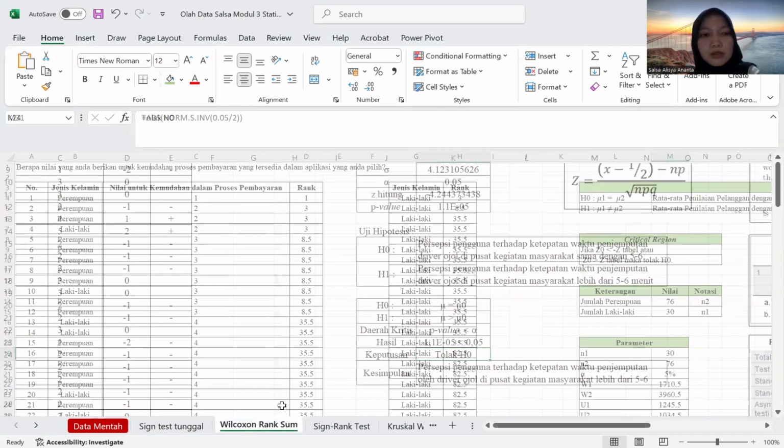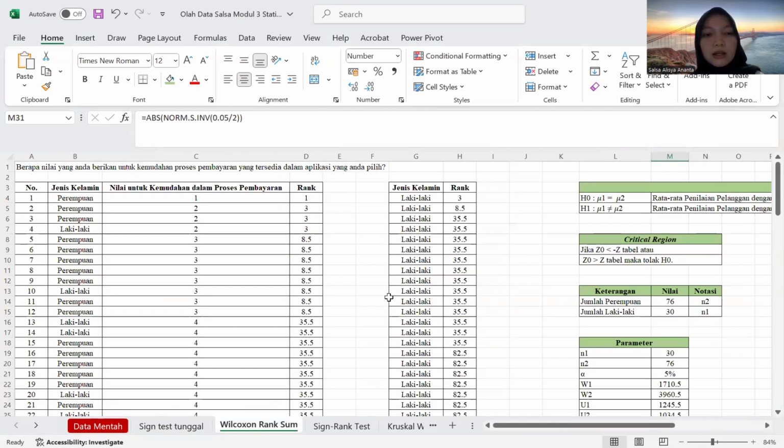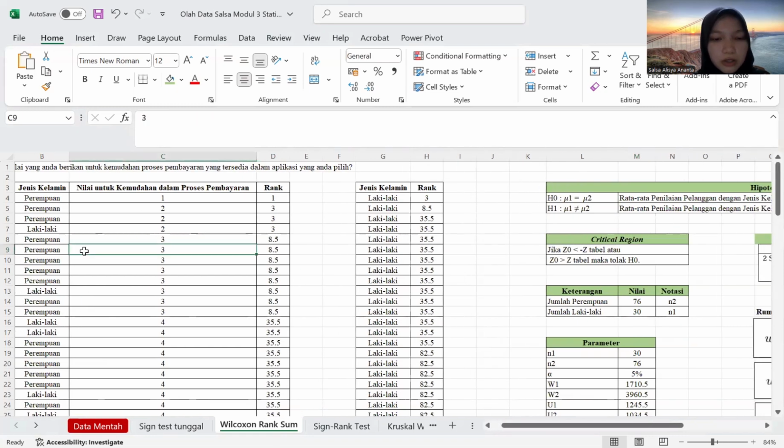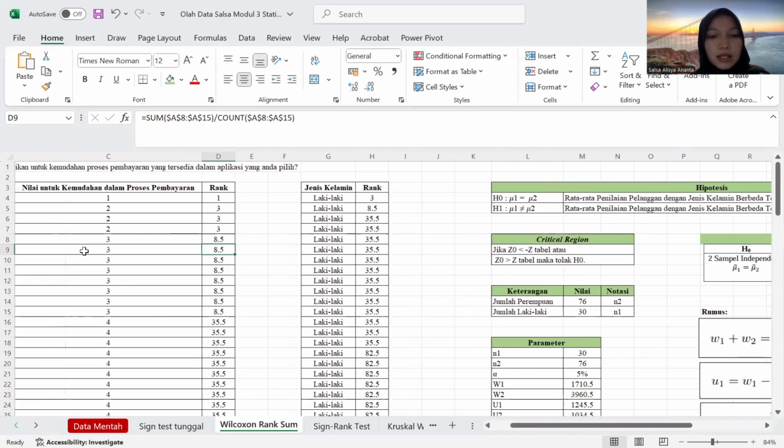After that, the second one is the Wilcoxon rank sum test. The Wilcoxon rank sum test is used to compare two independent samples, to see whether they come from populations with the same distribution without assuming normality. The steps are: first, combine the two samples, namely male and female, then sort the values for ease of payment. After sorting, determine the rank of each value, and then group the samples again based on gender.